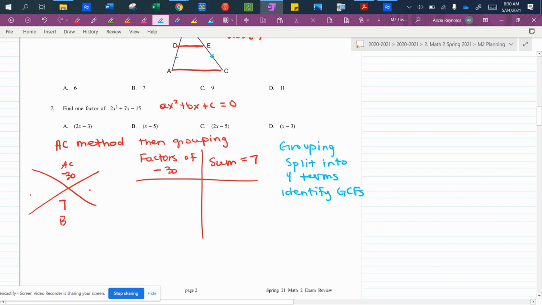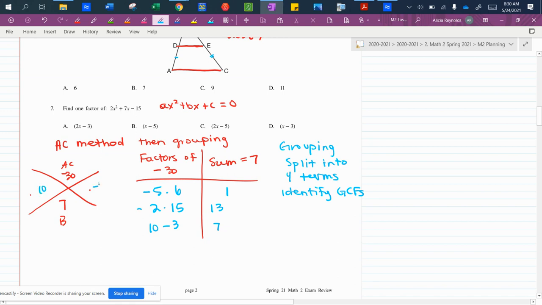So what are factors of negative 30? Negative 5 and 6. So we get 1. That's not going to be 7. What else? 2 and 15. Is that going to give me 7? Even if that one's negative? Nope. So what would that be? There we go. And that will give me 7.